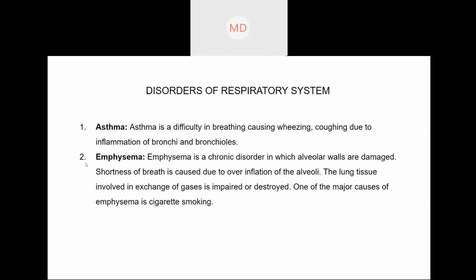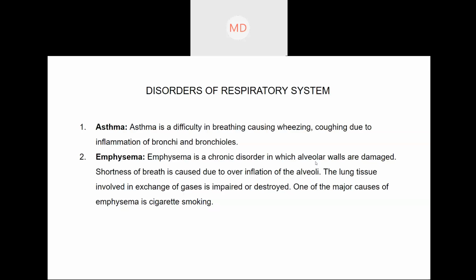Next is emphysema. This is not quite common, and you might not have heard of this disease. Emphysema is a chronic disorder. What is chronic? Chronic means it is a long-time disease that prevails. It is severe, and it does not go away. So emphysema is a chronic disorder.